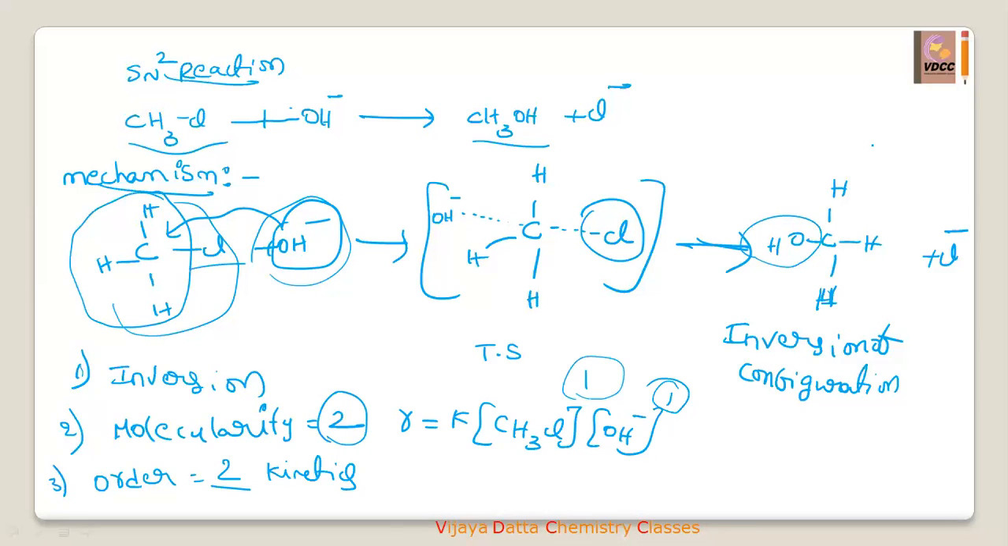In this SN2 reaction, one of the nucleophile replaces the chlorine. That chlorine is called leaving group. OH minus is called nucleophile. The product formed shows inversion of configuration, molecularity is 2, order is 2. Then it is called second order kinetics and the name of the reaction is bimolecular nucleophilic substitution reaction. Got it? Okay. This is called SN2 reaction.